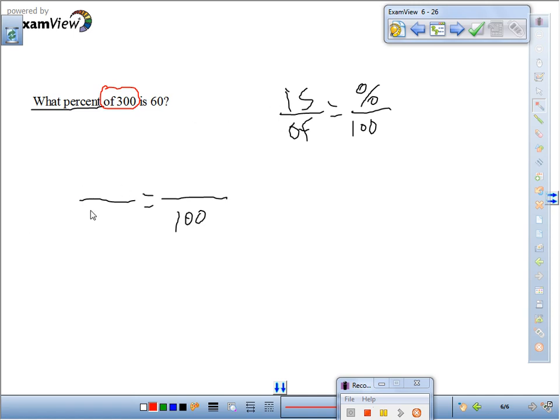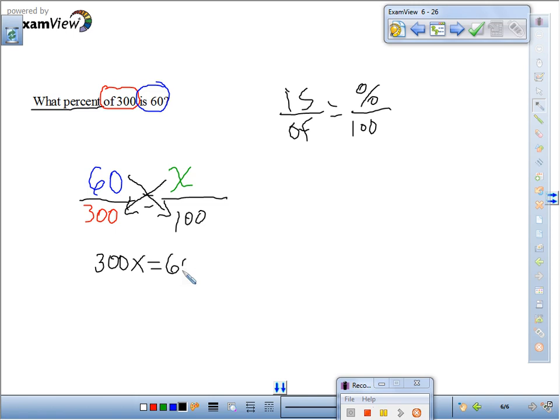On the denominator, so that goes here, 300. Next, I'm going to box the next one, which is 60. Where does that go? On the numerator. Therefore, what is the only one that they do not give us? The percent, so we're going to write what? X. Now, do we have a proportion? Yes, one fraction equal to another fraction, so here, cross multiply. 300 times x, that's 300x. 60 times 100, that's 6,000.